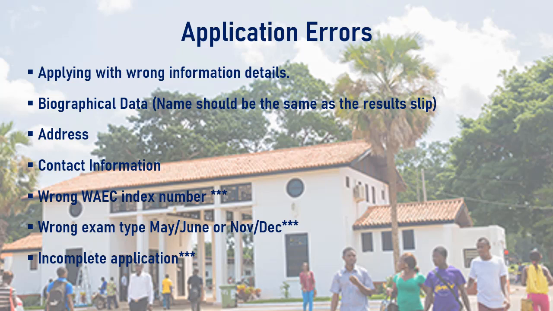Incomplete application. So you should always make sure all the sections in the application portal are ticked completed. And these sections are the biographical data, the entry information, the educational background, the program choices, and the passport picture. And always do well to print a proof of application for future reference, or this is to show an evidence that you have applied to the University of Ghana.